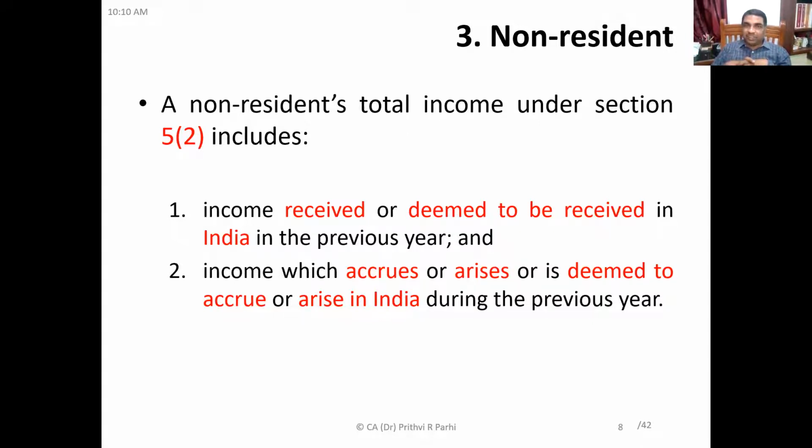So therefore, what is taxable? We need to refer to section 5, subsection 2. A non-resident's total income under section 5(2) includes, as you can see, only 2 items. Third item is not there. What is item number 1?